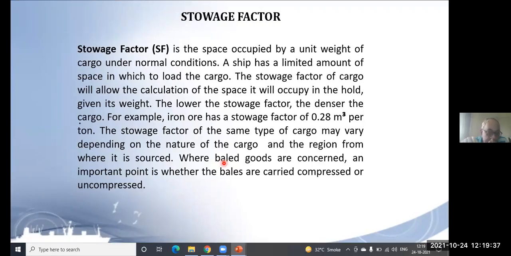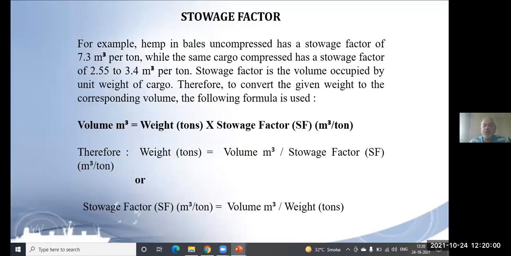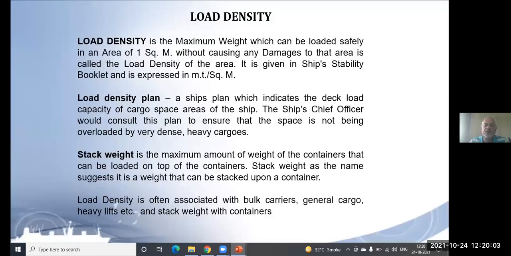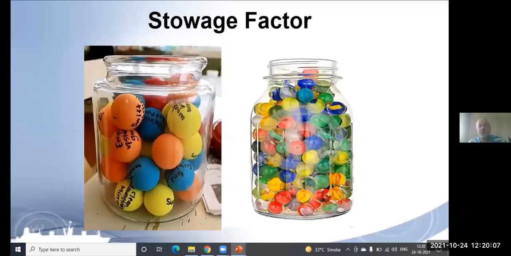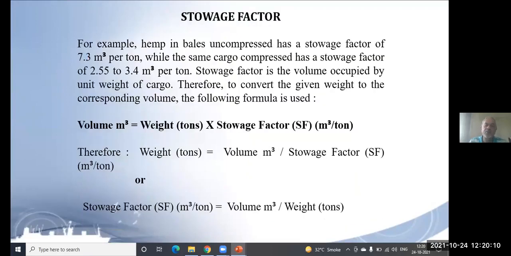Bale cargo is compressed. So ordinary cotton will have a large stowage factor, whereas baled cotton will have a lower stowage factor. This is just for comparison and to help you understand better. So that is your stowage factor, low density stowage factor. Now we have seen another thing, broken stowage. We will come to that also.